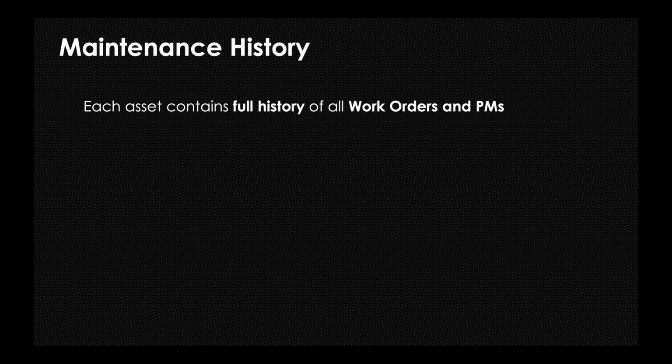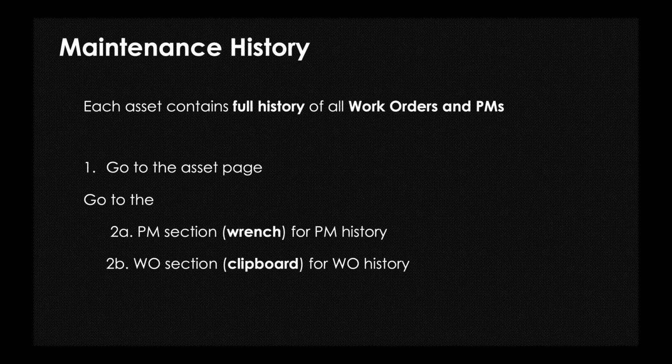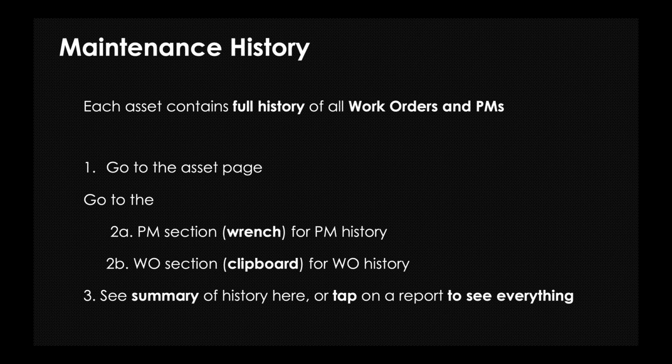This includes PM history as well as any work order for a given asset. For an overview, we'll search the name of the asset we want to see the history of, navigate to the asset page, go to the PM section for PM history, or go to the work order section for work order history. From either section, we will see a summary of the work logs recorded on the asset, and we can open any one to see the full report.